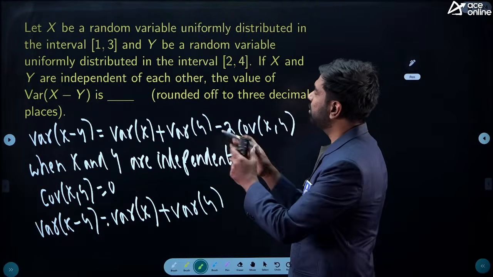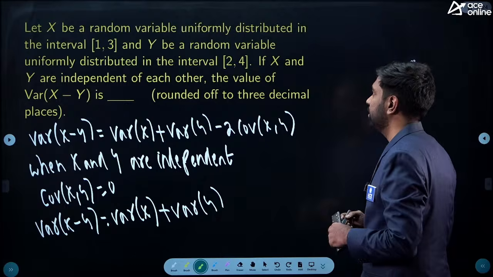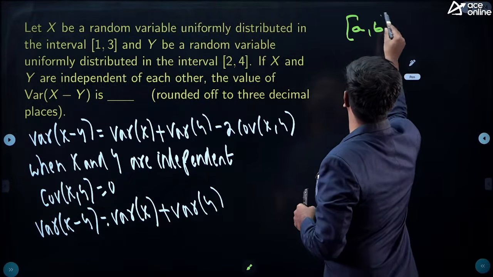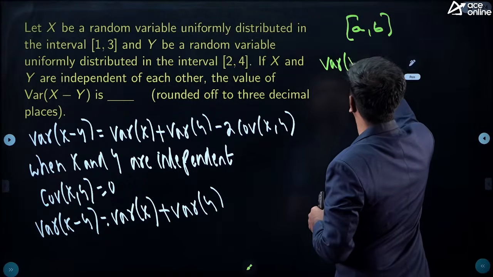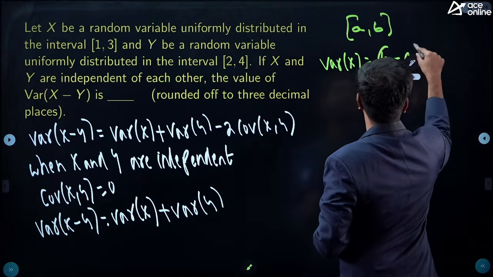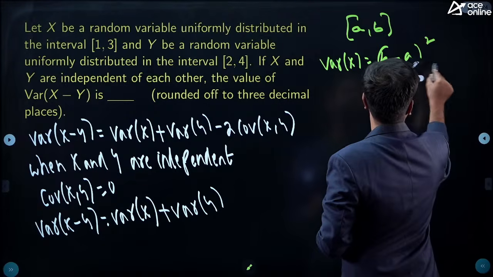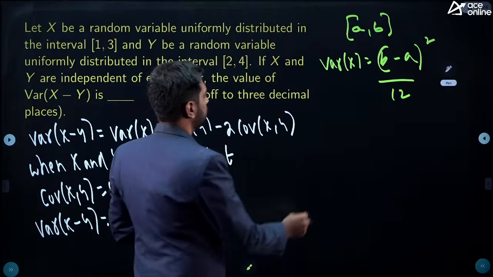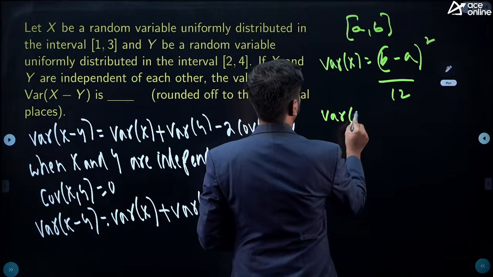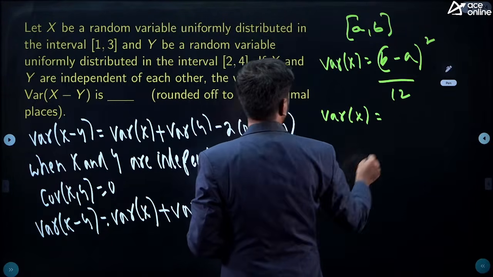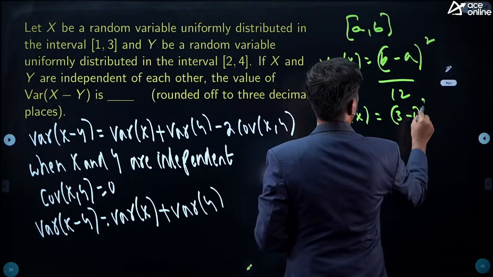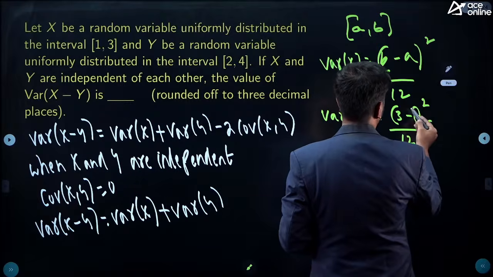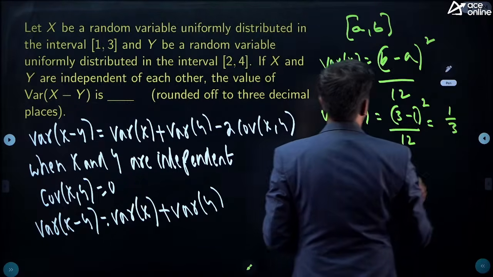Now the discussion is about uniform random variable. If you have a uniform random variable in the interval a to b, can you recollect what the variance formula is? It is b minus a whole square by 12. So what is variance of x? It is 3 minus 1 whole square by 12. How much is this? Difference is 2. 2 square is 4. 4 by 12 is 1 by 3.